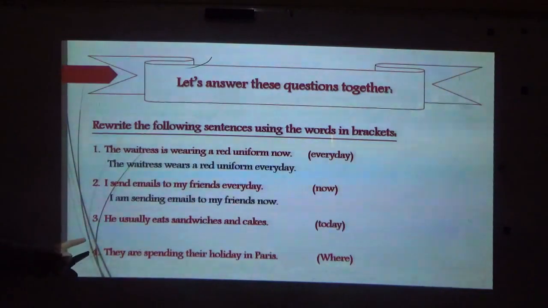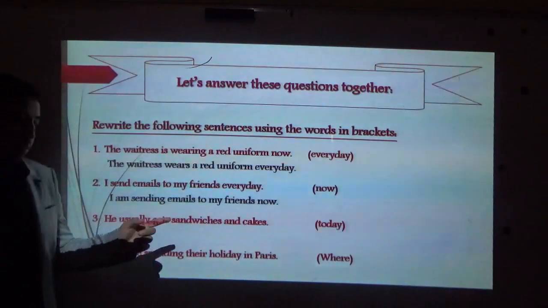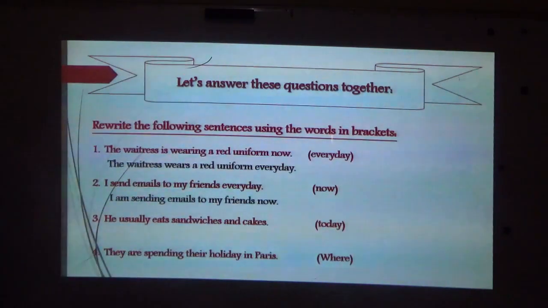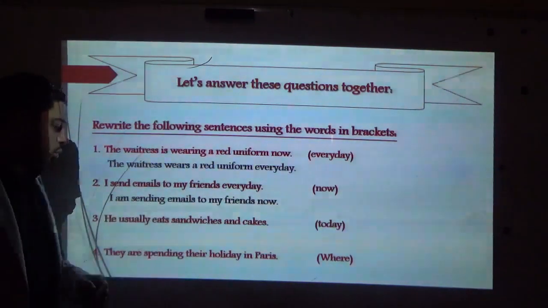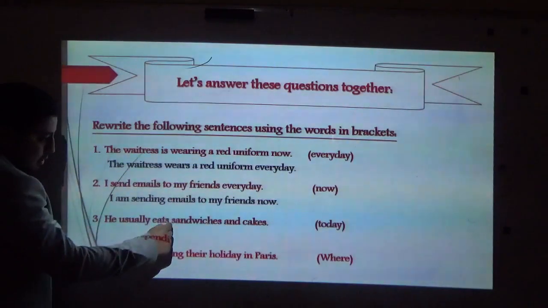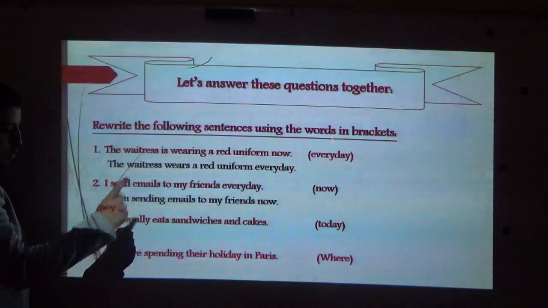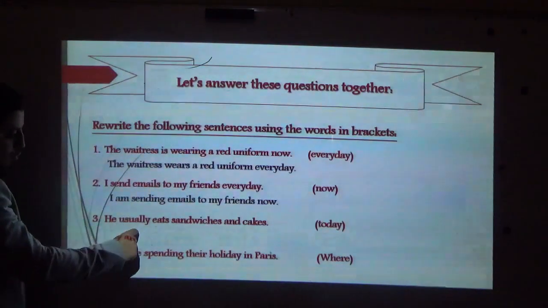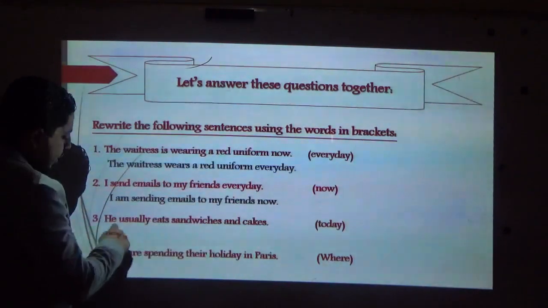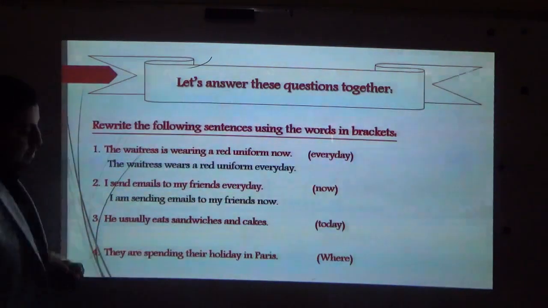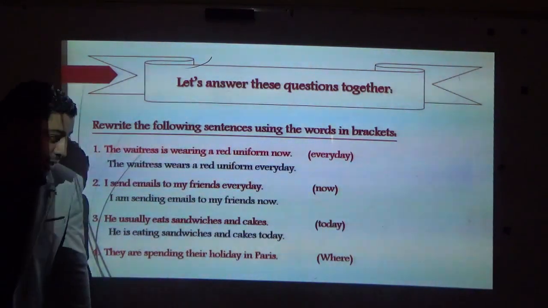Number 3, he usually eats sandwiches and cakes today. Okay, present simple or present continuous? Yes, very good, present simple, he usually eats. So we are going to remove the s and put is and ing. And we will put usually? No, we will remove it. So we remove usually and put today at the end of the sentence. He is eating sandwiches and cakes today.